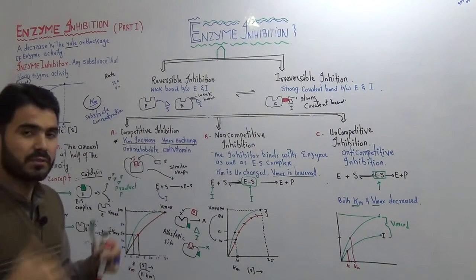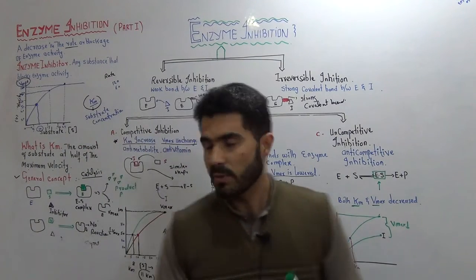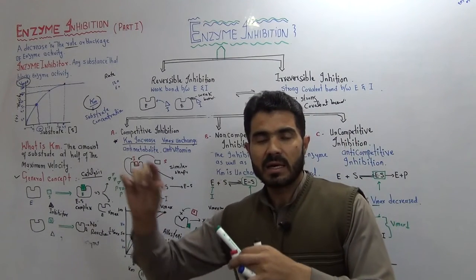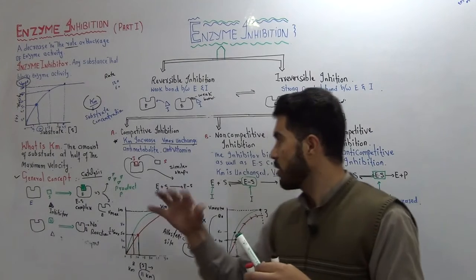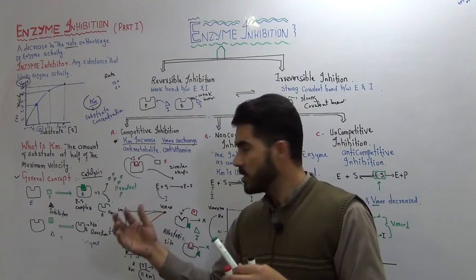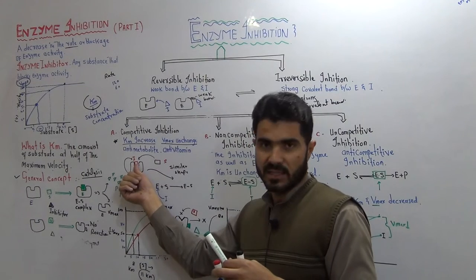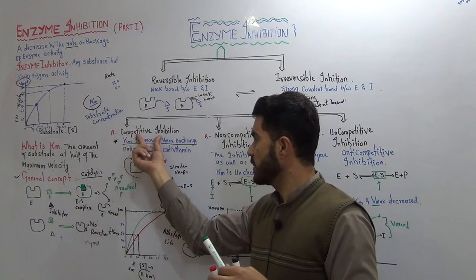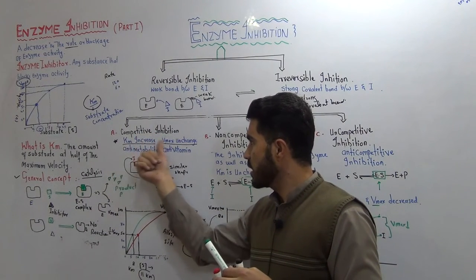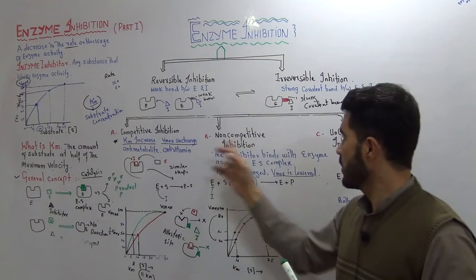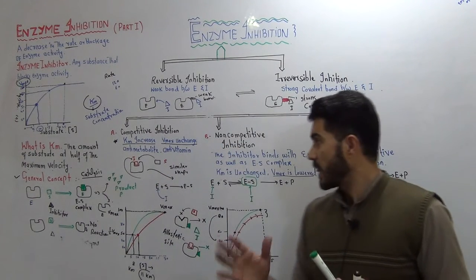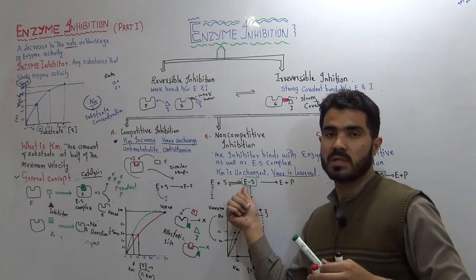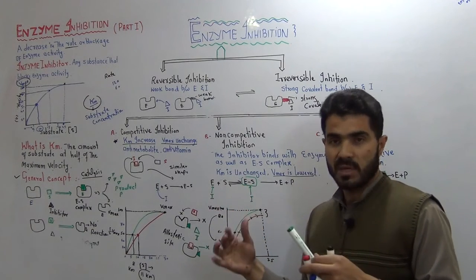The reversible inhibition was further classified into 3 ways. Number 1 was called competitive inhibition, where the substrate and the inhibitor have a similar shape. Because of the similar shape, there was a competition between them to come to the active site. In terms of Km and Vmax, in competitive inhibition the Km increases and the Vmax is unchanged. In non-competitive inhibition, the inhibitor can attach itself to the enzyme alone, as well as when the enzyme substrate complex is formed.